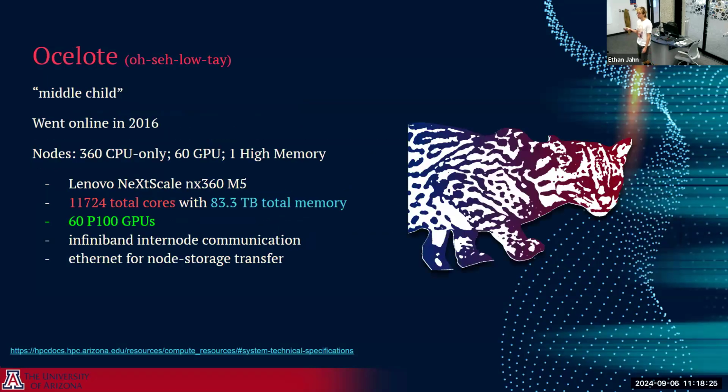Our middle child is Ocelote. It's not Ocelot, it's the Spanish pronunciation of the word, so Ocelote. This went online in 2016. It's quite a bit larger than Elgato. You can see there the number of cores that it has, almost 12,000, a number of GPUs as well, and some more details there. So this is sort of our middle child supercomputer.